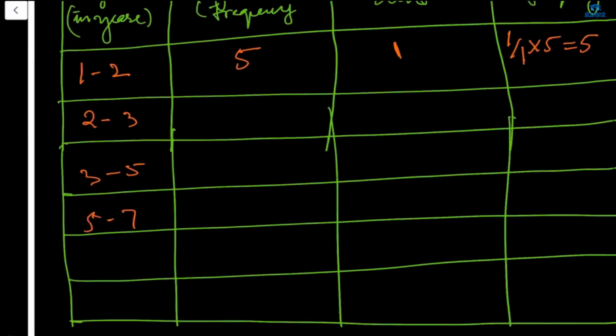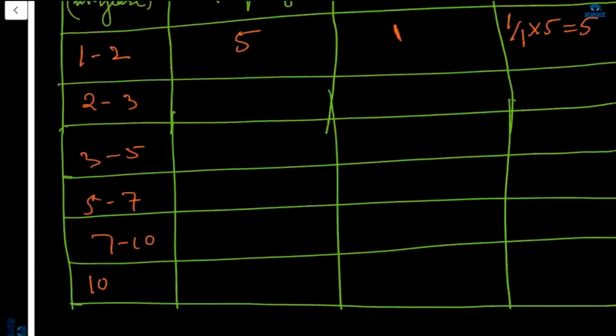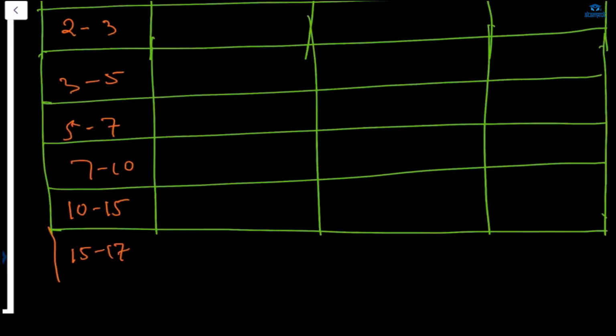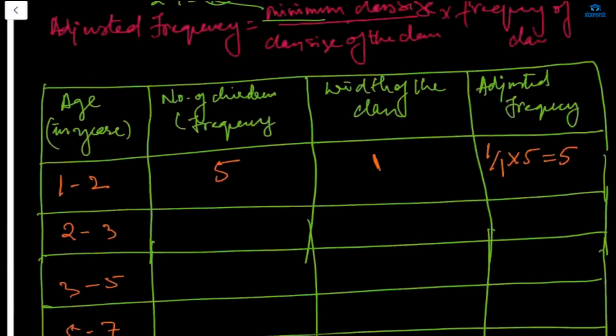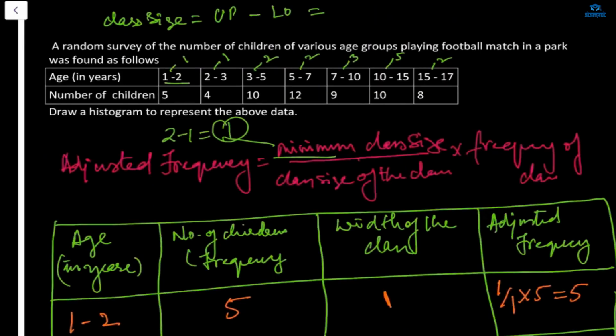Okay, you also see 7 to 10 and 10 to 15. Where you are having doubt, you can ask. The last value is 15 to 17. Now the frequency that was given is 5, 4, 10, 12, 10, 12, 9, 10, 8, 10, 10.